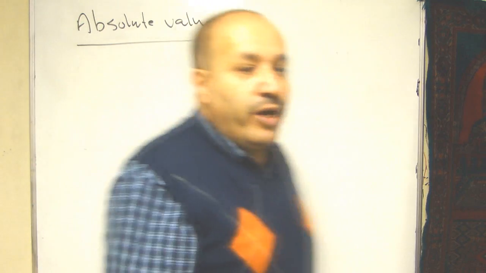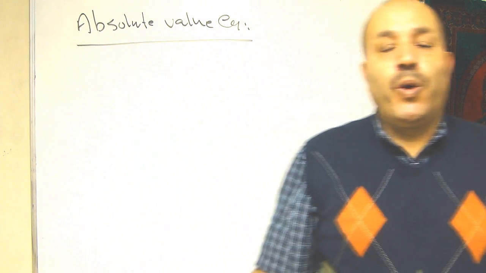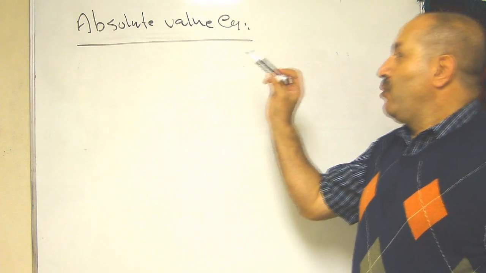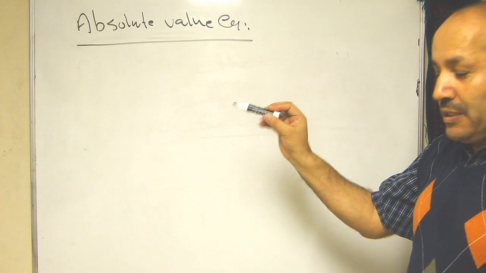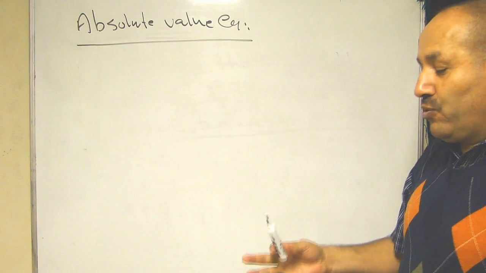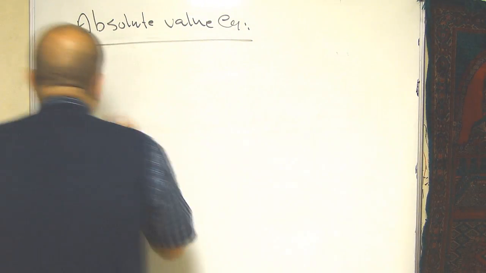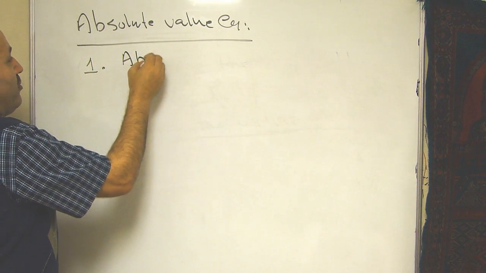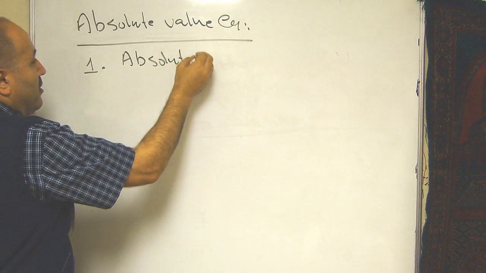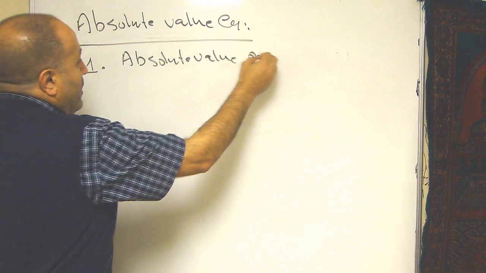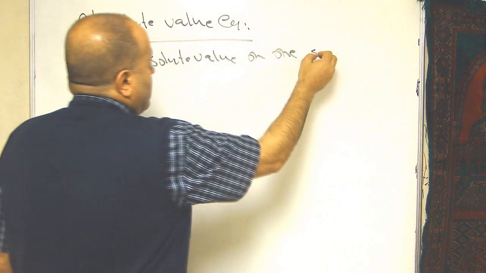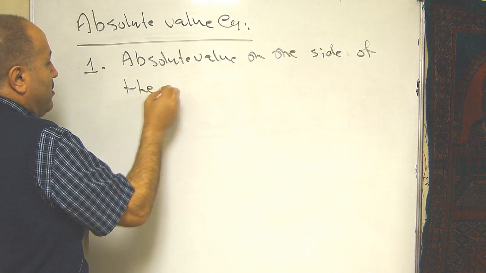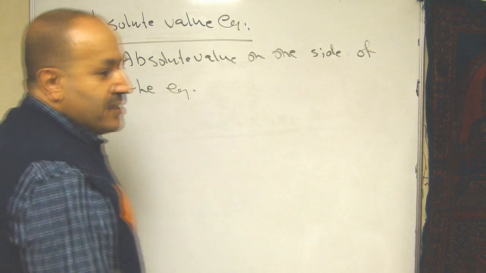Remember, it is an equation, which means the unknown must be on one side. So whenever we want to deal with absolute value equations, this is what I have to do. I will have to simplify it, so I will have to have the absolute value on one side of the equation. This is the first step.